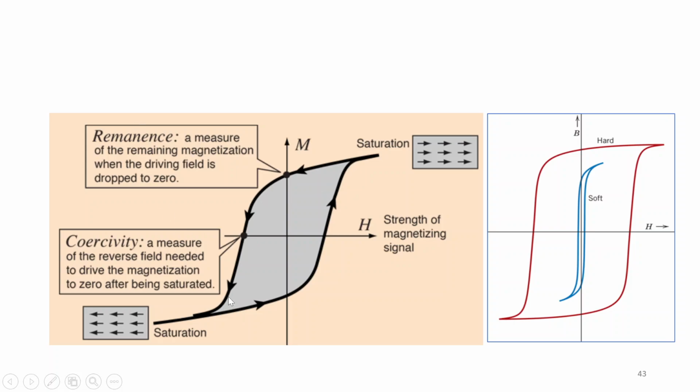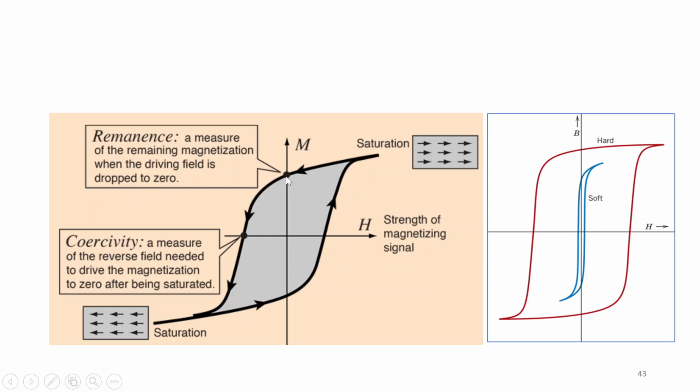Now this is the hysteresis curve. So here you first start to magnetize your material, then you reach saturation when all the domains will be aligned in one direction. Then after this you keep on reducing the applied magnetic field. Then after you remove the entire field, yet there is some measure of the remaining magnetization when the driving field is dropped to 0.